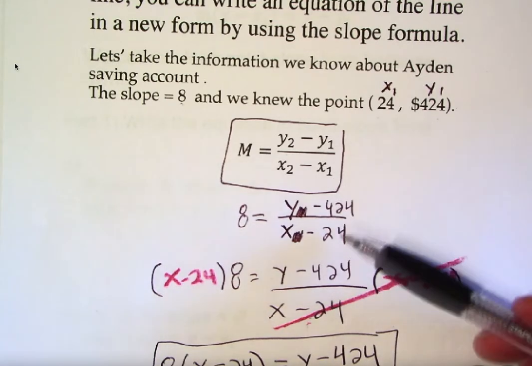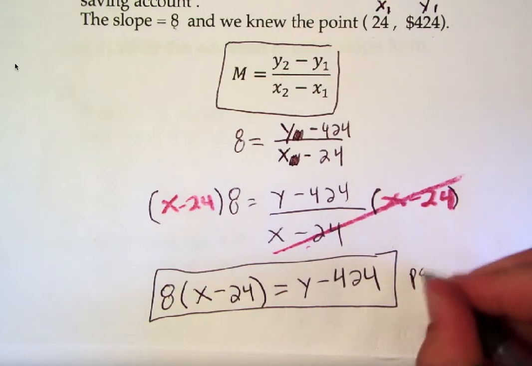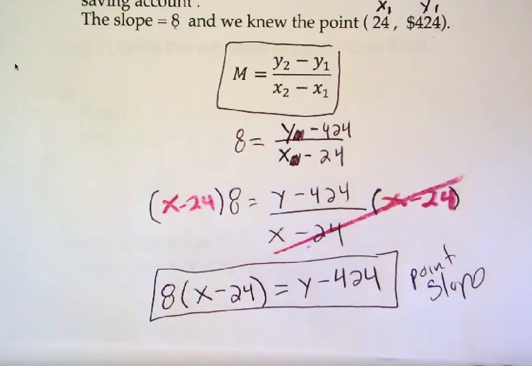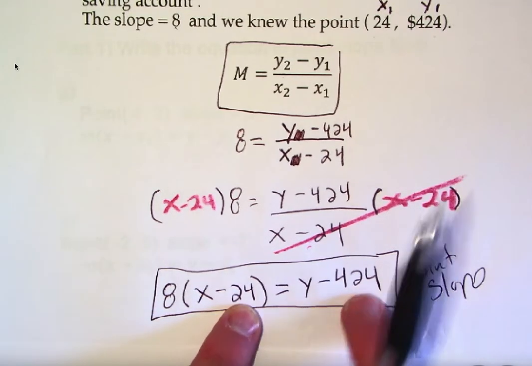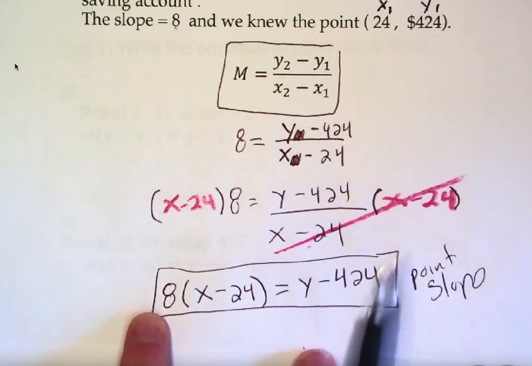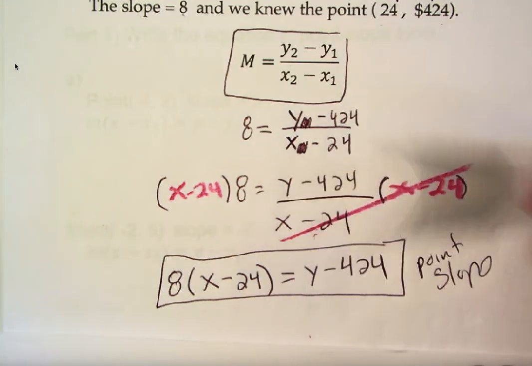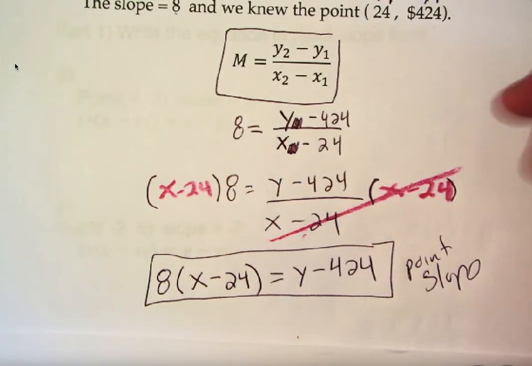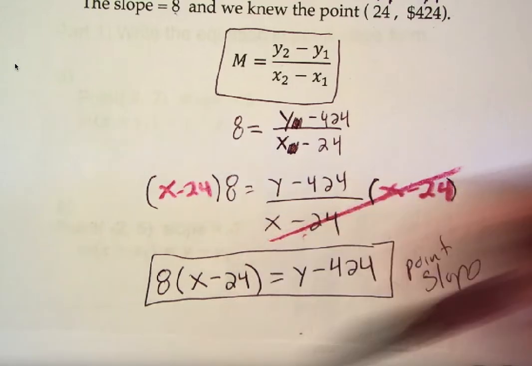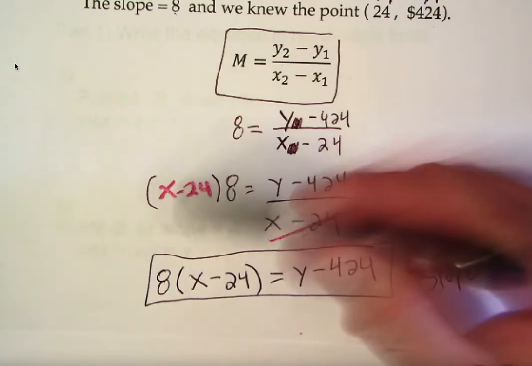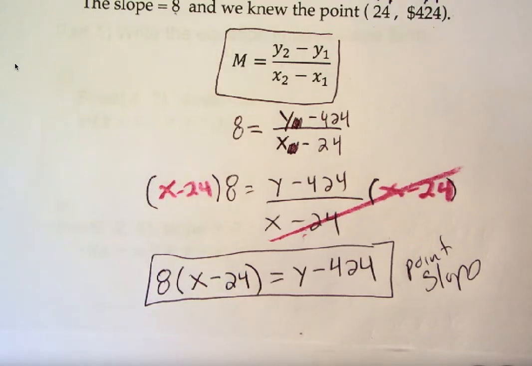So with just plugging what we know and doing one step, we're now in this form called point slope. Boom. And look, I see the point. Oh, I see the point. And I see the slope. Is 8. Sweet. Mr. Moran, we have to do this every time? No. You don't have to do it every time. But I wanted to show you where point slope comes from. And it just comes from our slope formula. And doing one math problem.